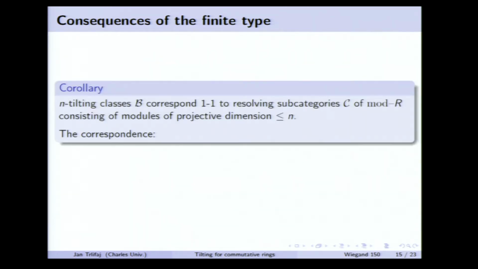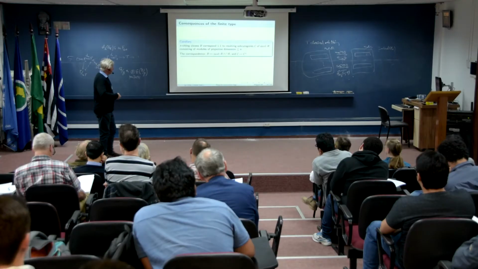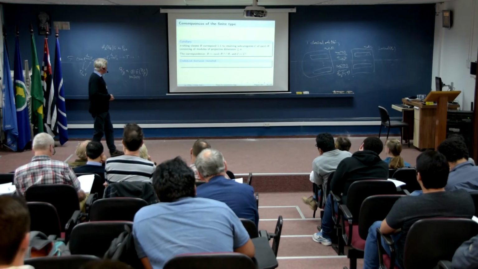And the classification then says that you have a correspondence between n-tilting classes, or right n-tilting classes, and the resolving subcategories, given in an easy way. Given the resolving subcategory, you just take the perp. And going back, you just take the left perp of the tilting class and take all the strongly finitely presented modules there. So it's quite easy to compute this correspondence.